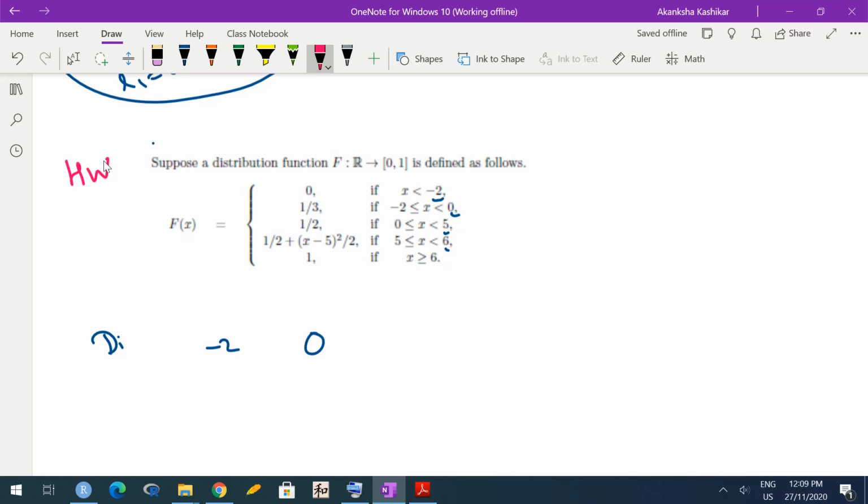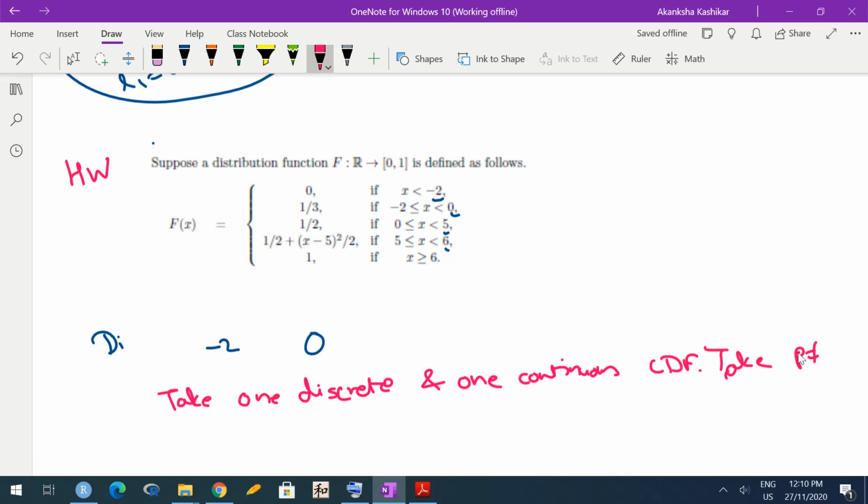Okay, and another homework is to construct one discrete and one continuous distribution function, and then mix them and write down the CDF of the mixture. So the second homework is, you don't have to take standard variables. You can take standard distributions like uniform, exponential, etc. and Bernoulli, Poisson, but you can also construct on your own. So take one discrete and one continuous CDF. Take P not equal to half. P means mixing proportion. So take L1 not equal to half and of course not equal to 0, and construct the mixture distribution from these two distribution functions.